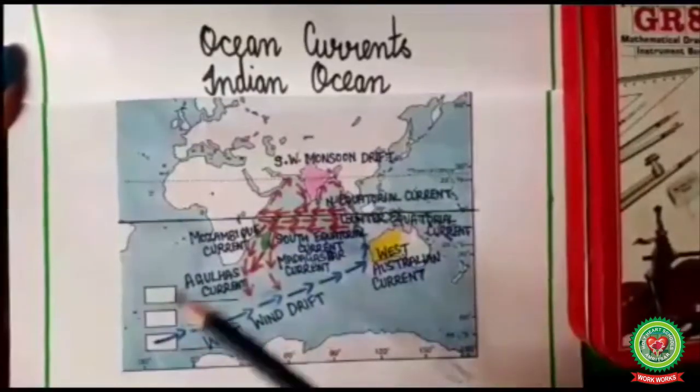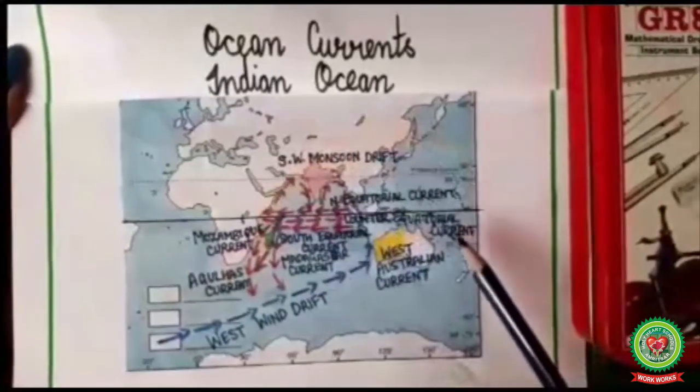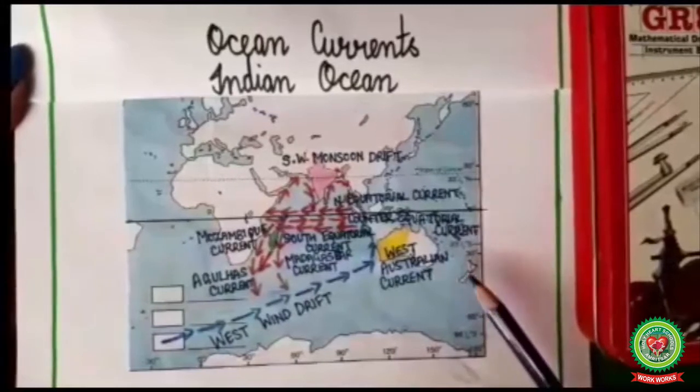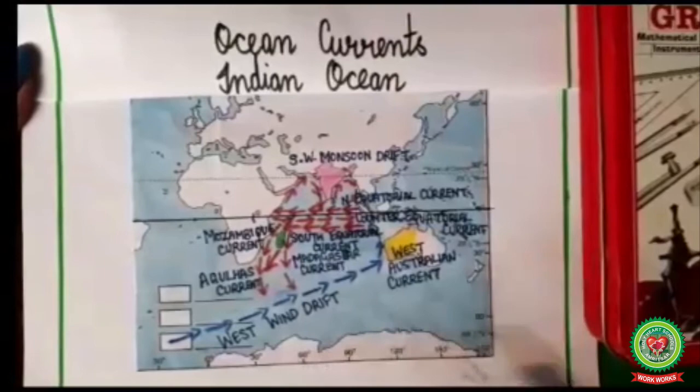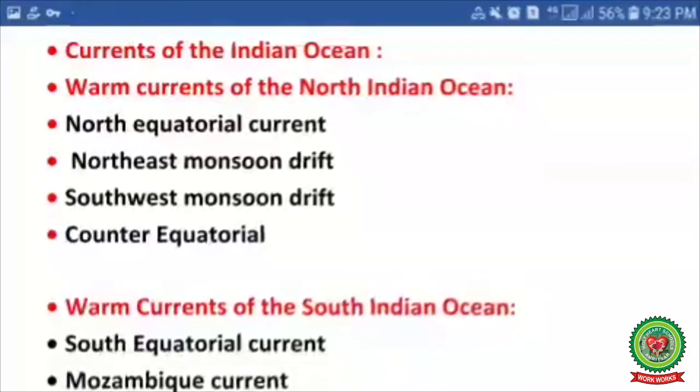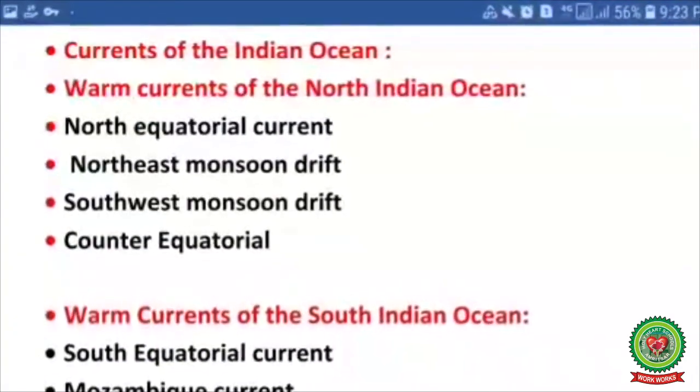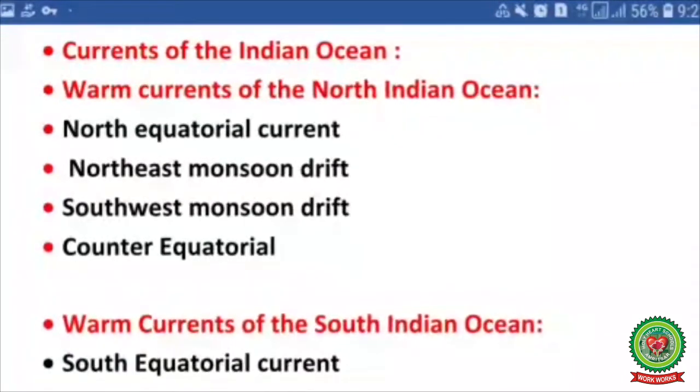So this is the complete map of the ocean currents of the Indian Ocean. You can use this map as a reference. It's time to see the list of the ocean currents of the Indian Ocean.